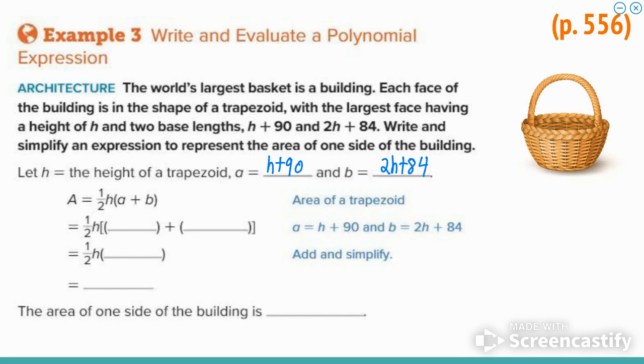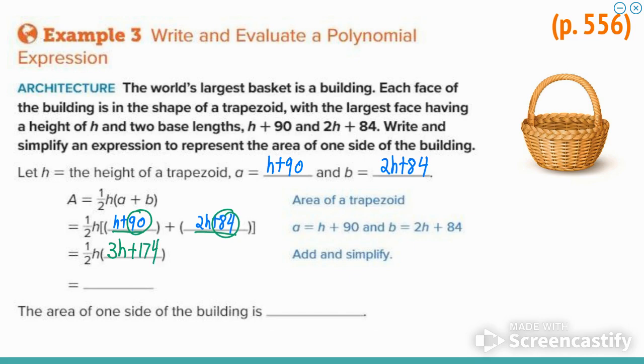All right, so the area of a trapezoid, we substitute those values in. So we have h plus 90 plus 2h plus 84. Now what we need to do is look at what's inside those brackets, those parentheses specifically. We have a plus b, so we have some like terms there. We have h and 2h, that gives us 3h. Then we have this 90 and this 84. Use your calculator. 90 and 84 give us 174.